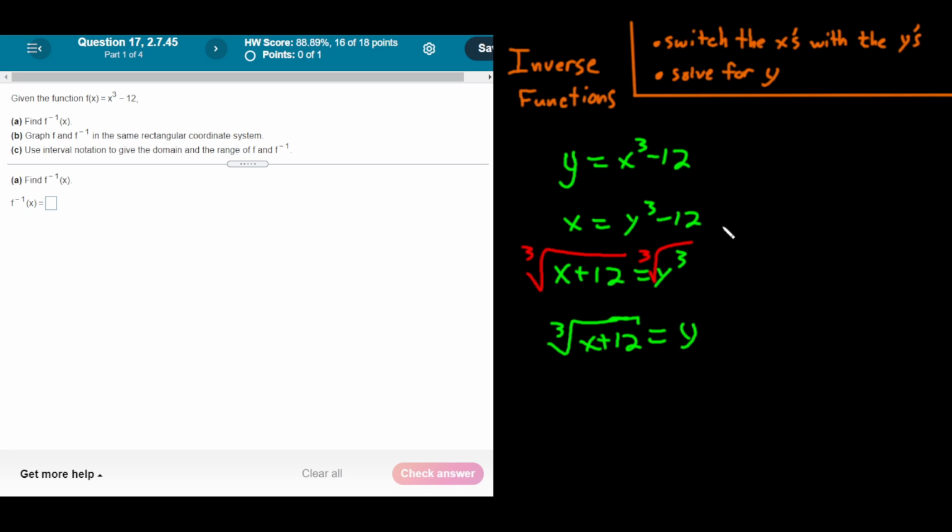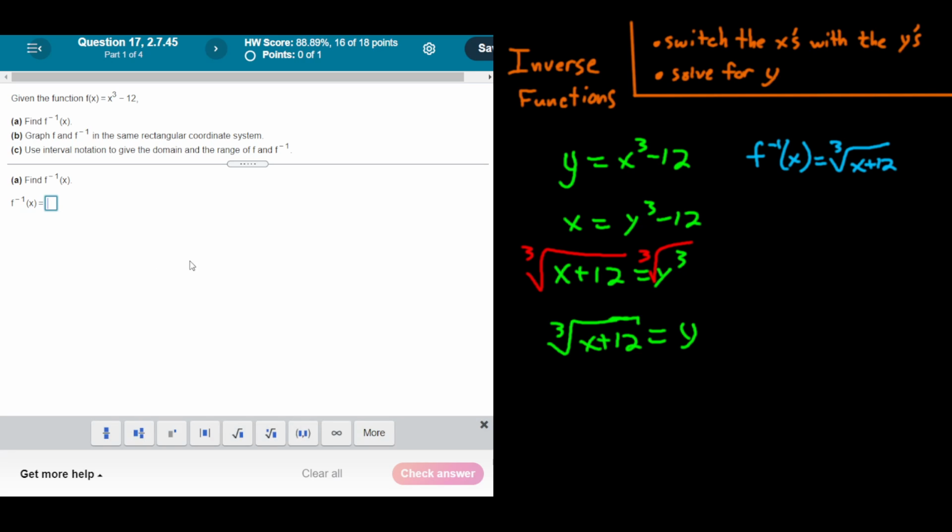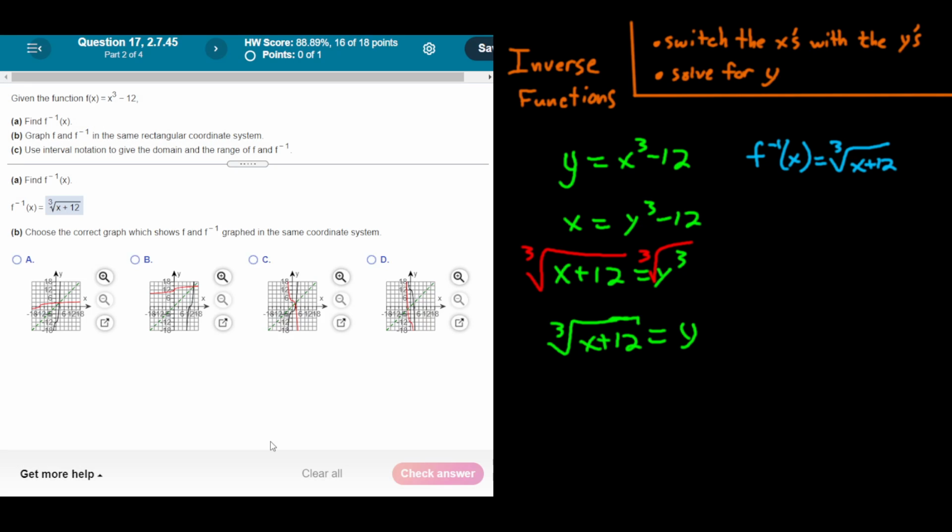So that is your inverse. You got the y by itself, so everything on the other side of the equation is your inverse. So the inverse looks like this, and that is the third root of x plus 12. Okay, so we have everything we need. You know they're going to make us graph it. Let's go ahead and put the third root of x plus 12. Good job. And now we're going to graph this thing.